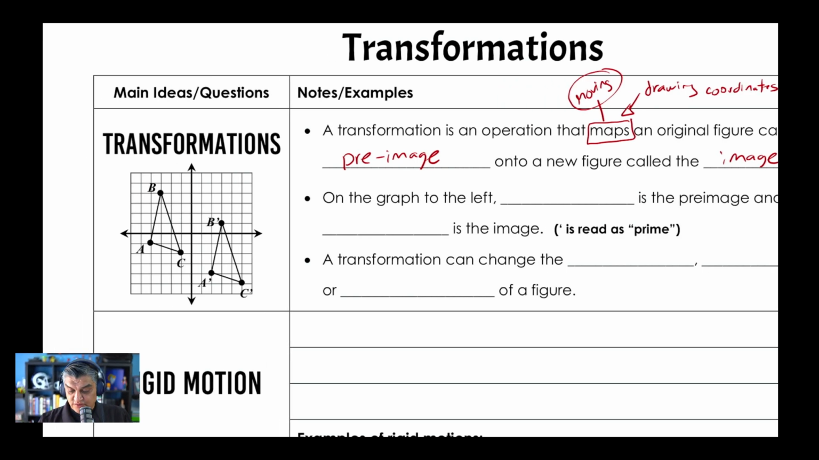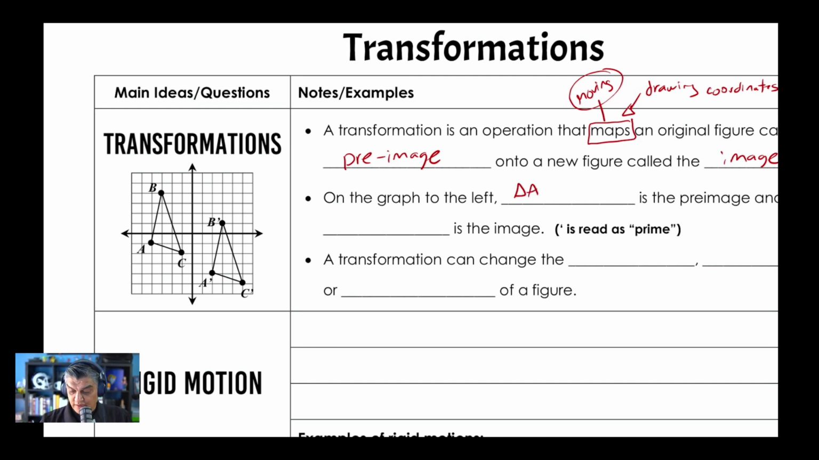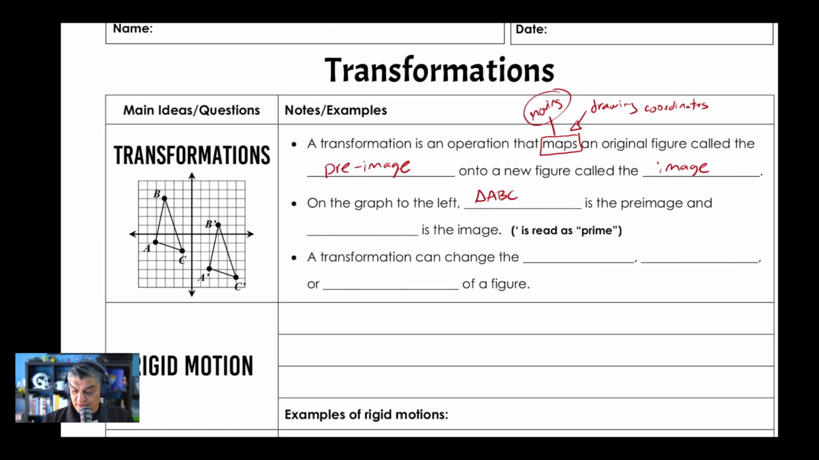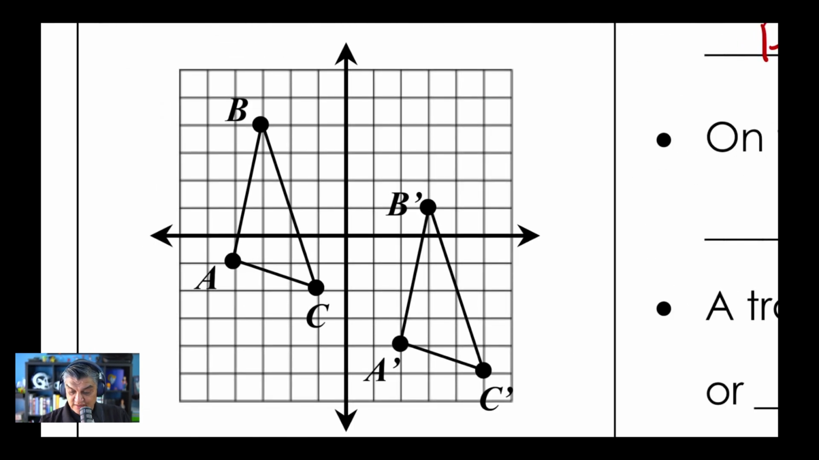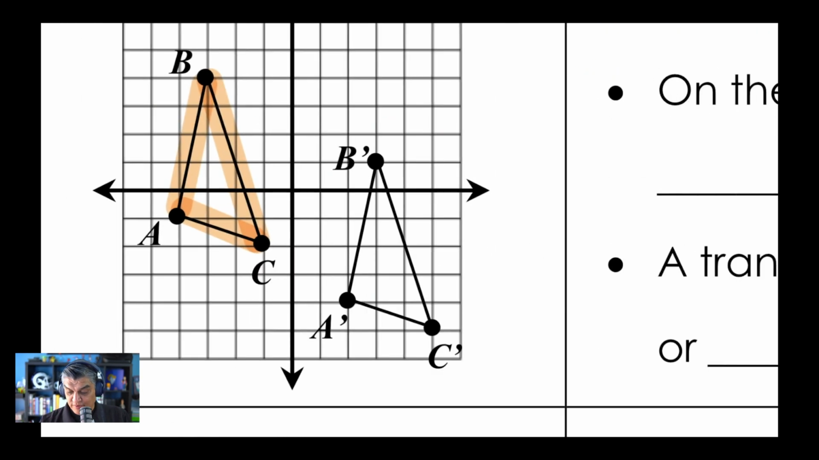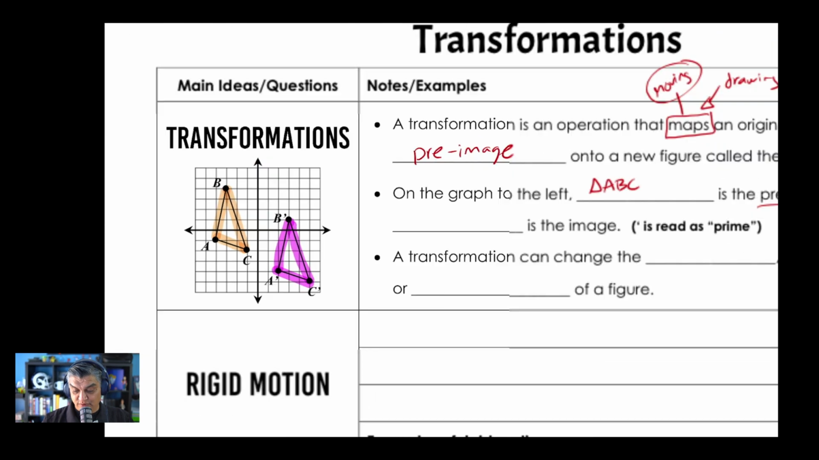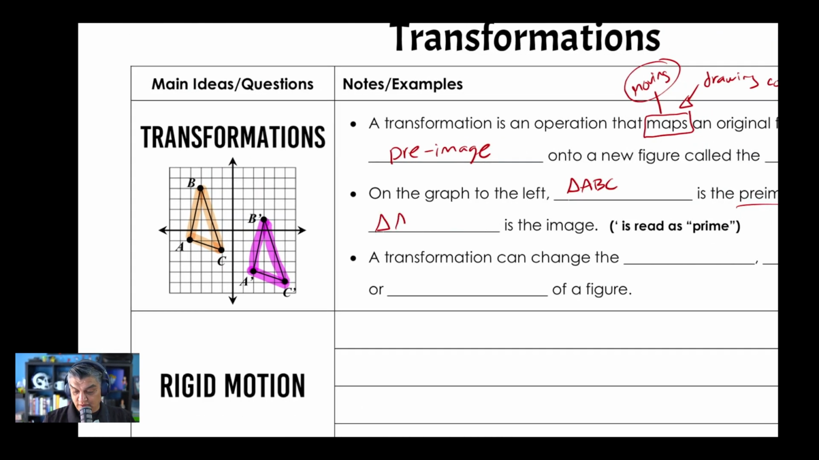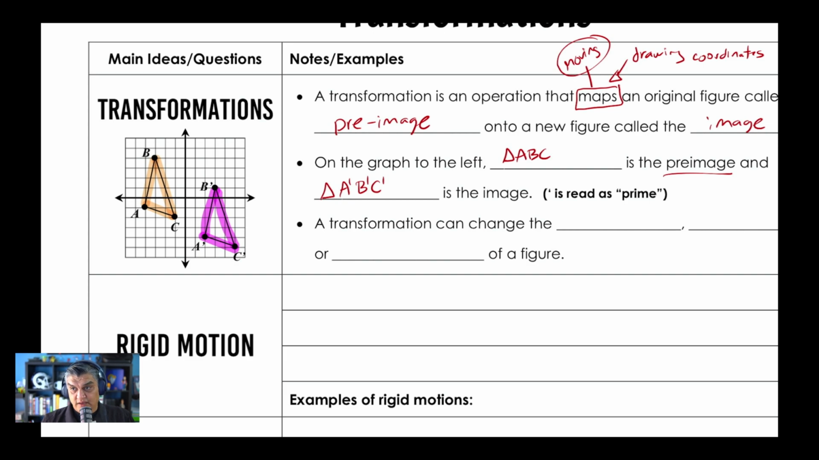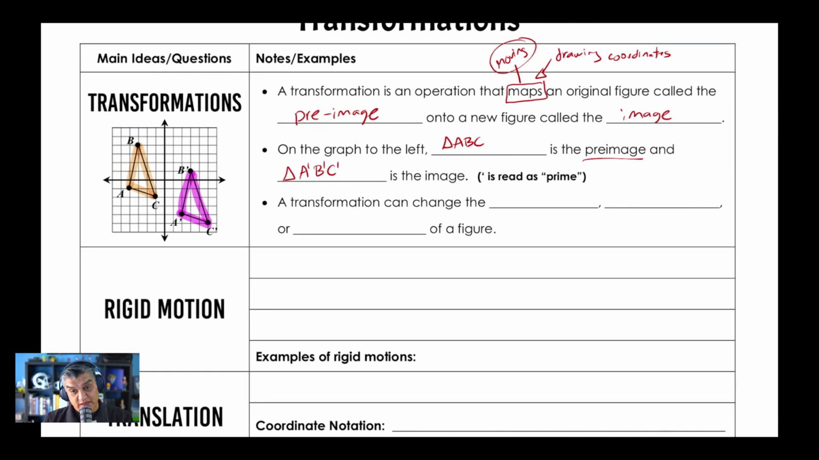So if you look at this graph over here, on the graph to the left, triangle ABC is the pre-image. That means that's the first image. And then, if you look here, what happens? We still see ABC in the new one, right? But you see a little apostrophe next to it. We call that A prime, B prime, and C prime. So now we have triangle A prime, B prime, C prime. The pre-image is just the regular letters, and the image is the prime. It's the moved image, right?